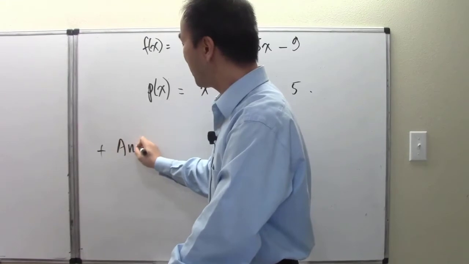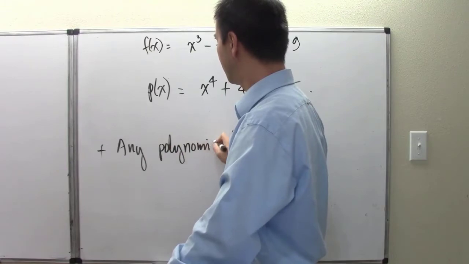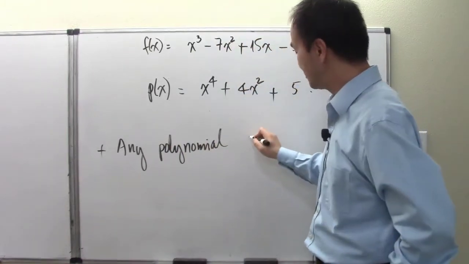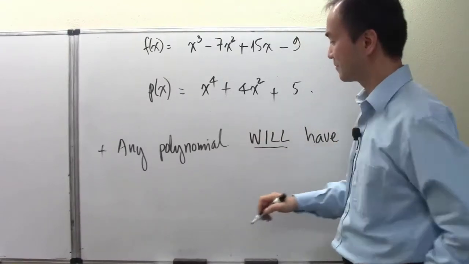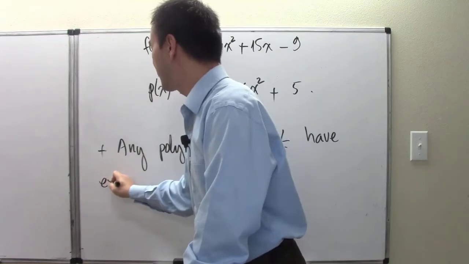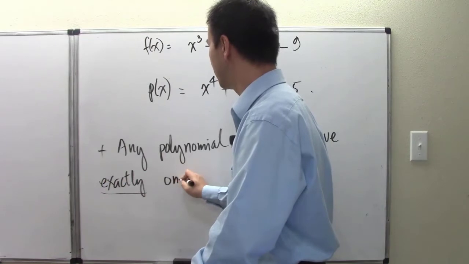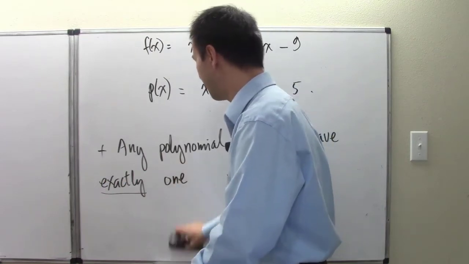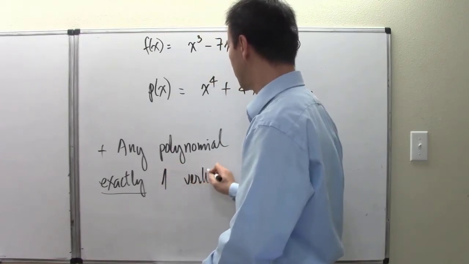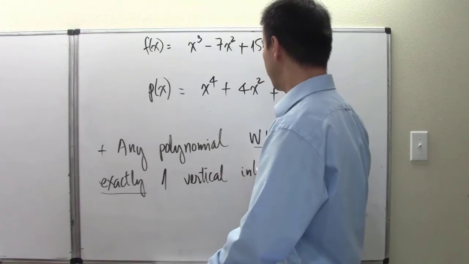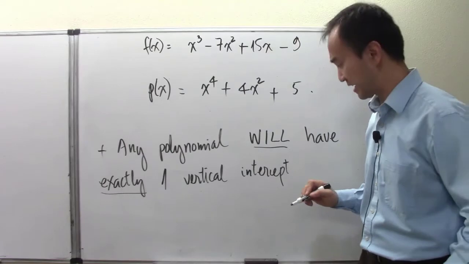So any polynomial will, okay, have exactly one, or let me write it in number, we have exactly one vertical intercept, okay, in the way how we have observed two graphs so far, and that will be the truth.